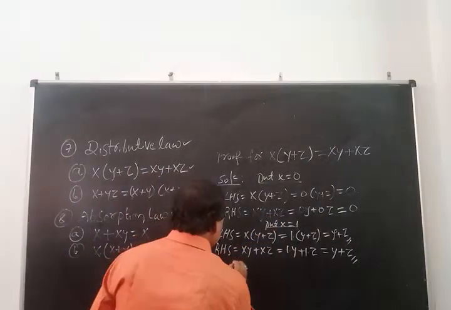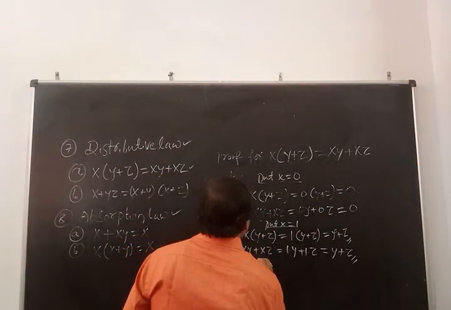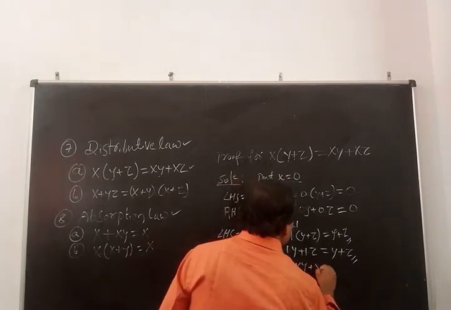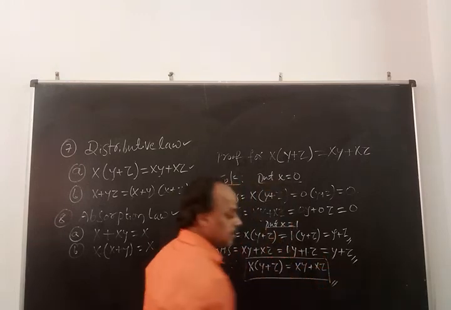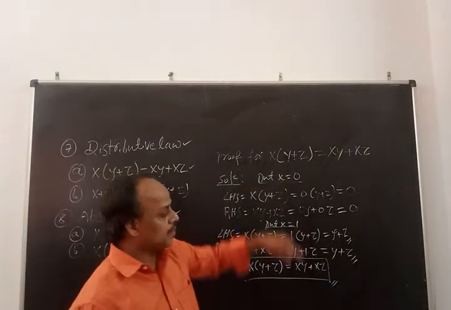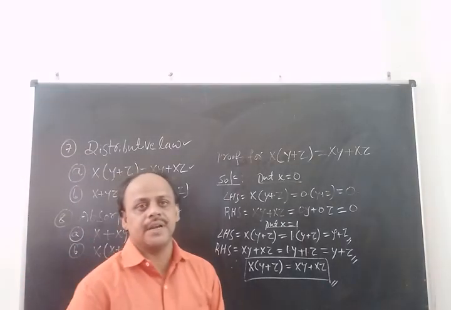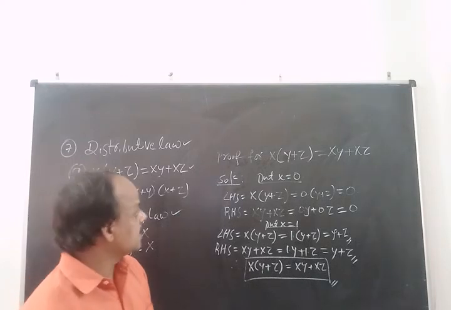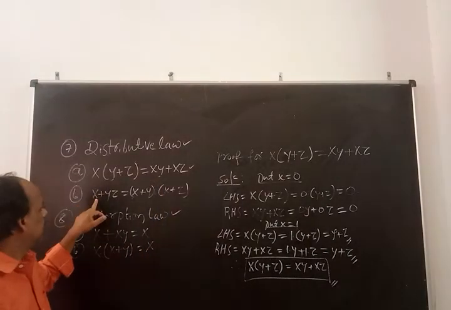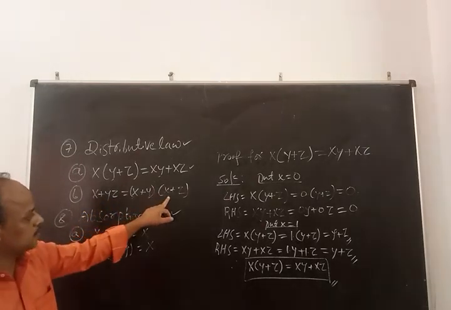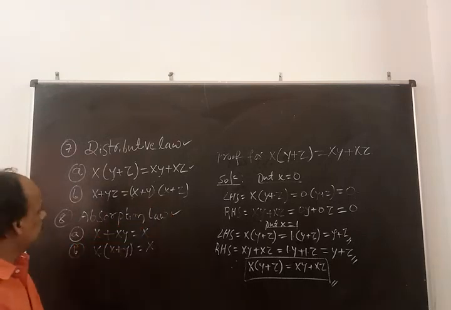Therefore we can say that x into bracket of y plus z can be written as x into y plus x into z. So this is the proof for x into bracket of y plus z equals x into y plus x into z. Now let us see the second one, that is x plus y into z is equal to x plus y into x plus z. Now let us prove it.